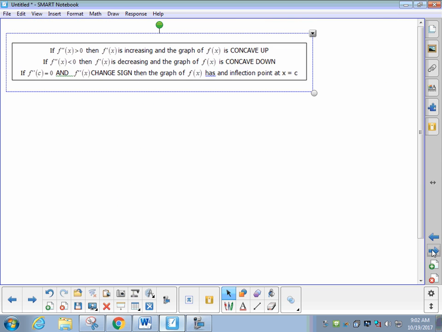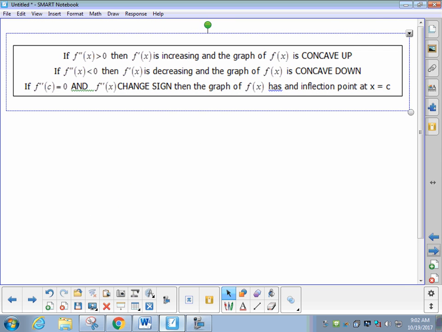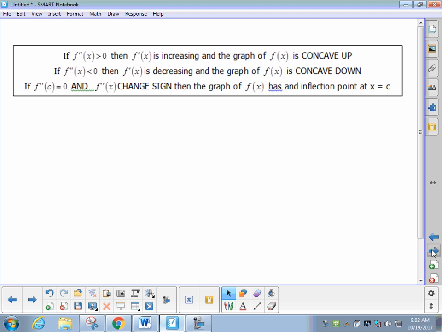Is that all the notes on this side? I think so. I just summed it up then, all right? The huge ideas of this were these. If the second derivative is positive, then that implies f prime is increasing. And it also implies that the graph of the original function is concave up, the slopes are increasing. If the second derivative is negative, the derivative is decreasing, which means the slopes are decreasing, and the graph of the original function is concave down.